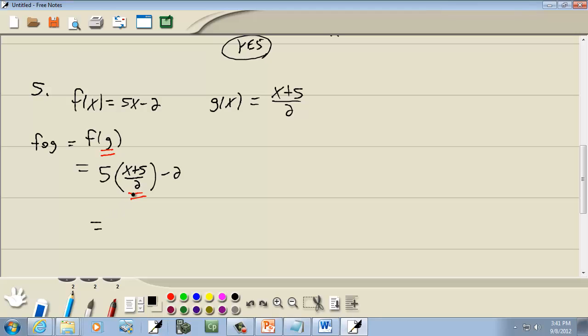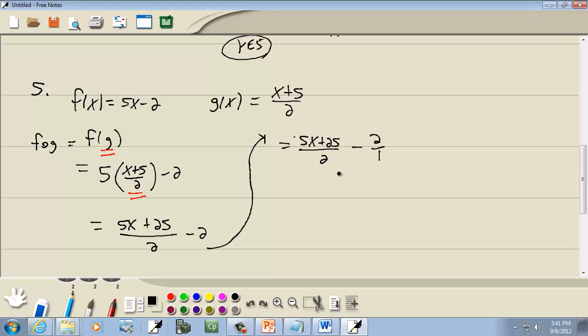Well, let's see. Multiply the 5 through, so 5 times x is 5x. 5 times 5 is 25 over 2, excuse me. Something didn't agree with me. Okay. Now, I want to merge these into a single fraction, so I'll put that as 2 over 1. Get a common denominator, which would be 2.